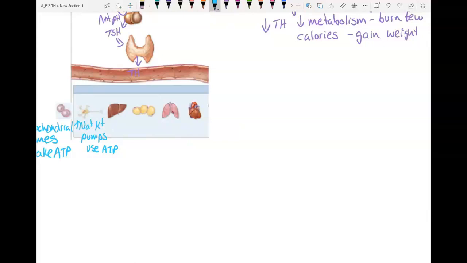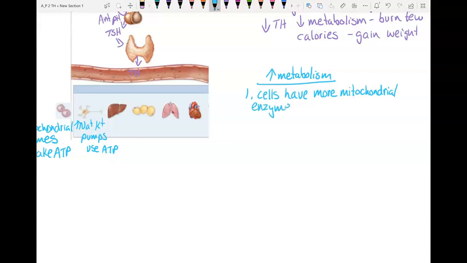So the way thyroid hormone increases metabolism is it causes cells to have more mitochondrial enzymes. So mitochondria is the part of the cell that makes ATP. Enzymes are the workers in there that actually do it. The more enzymes you have, the more work you can do. So this means that cells make more ATP.